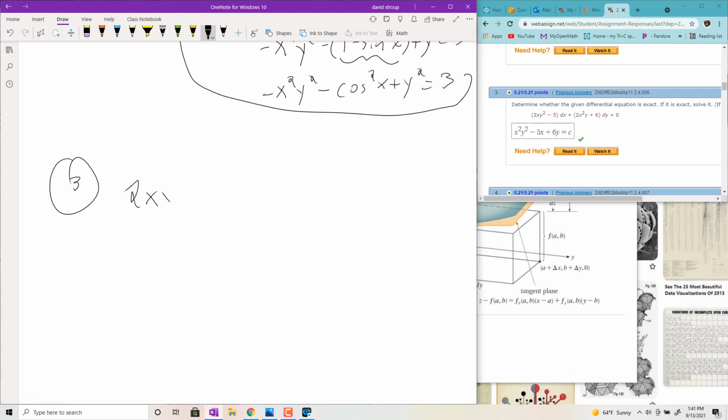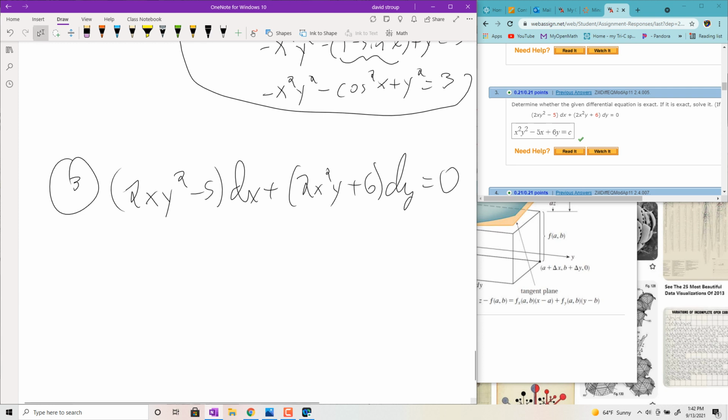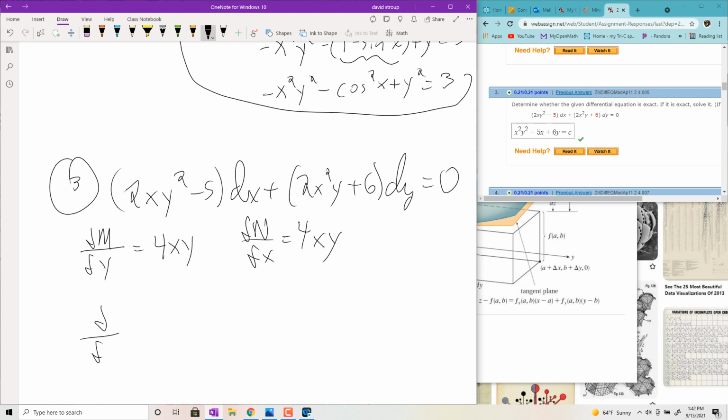So we have 2xy squared minus 5 dx plus 2x squared y plus 6 dy equaling 0. Right, so first, make sure the partials are equal. So partial of m with respect to y is 4xy, and the partial of n with respect to x is 4xy, so that works. Then we're going to do our method.